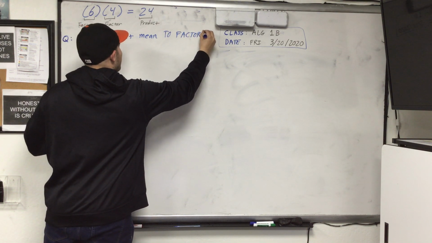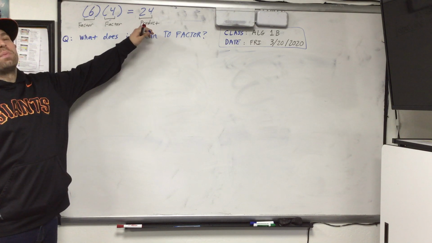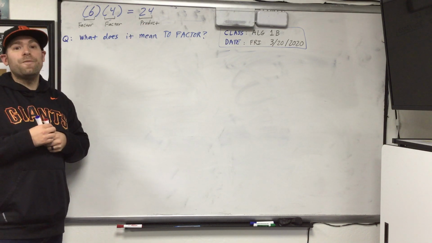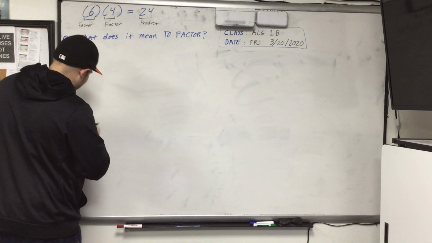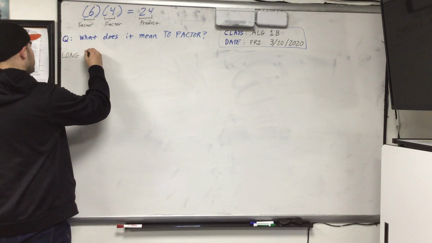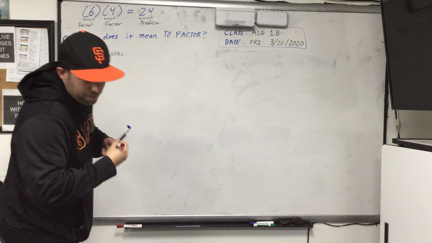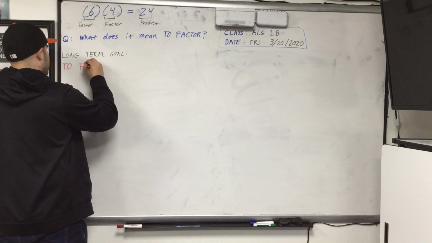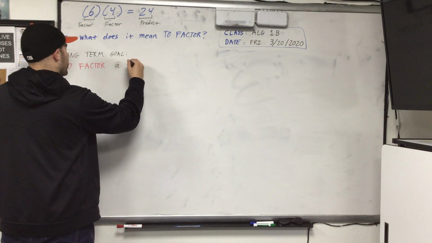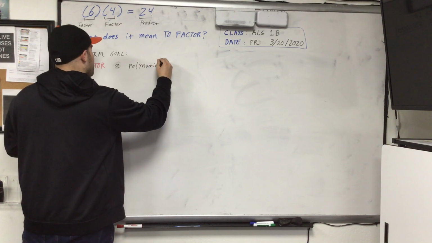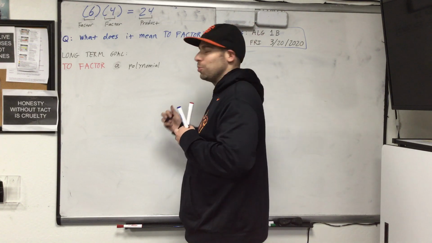Okay, so a factor, as in a noun, is one of the numbers in a multiplication problem that results in a product. The product is the answer to a multiplication problem. So to factor, as a verb, we have a long-term goal. The long-term goal to factor a polynomial means to break up a product into its factors. In other words, we want it to be a multiplication problem.